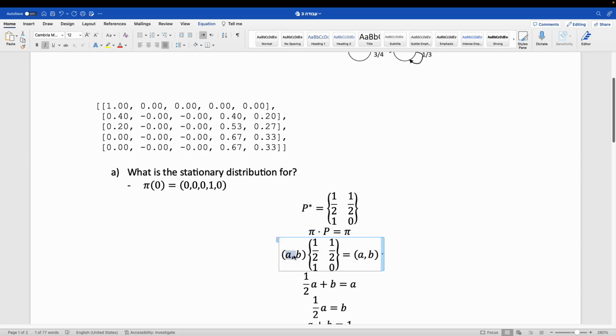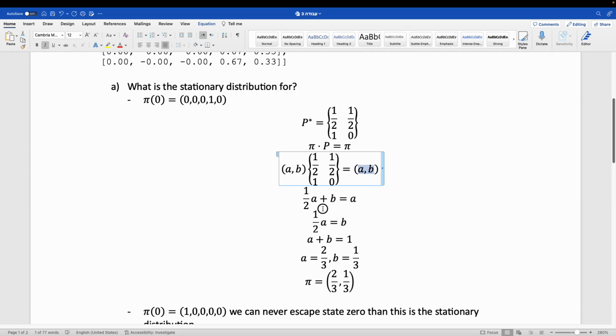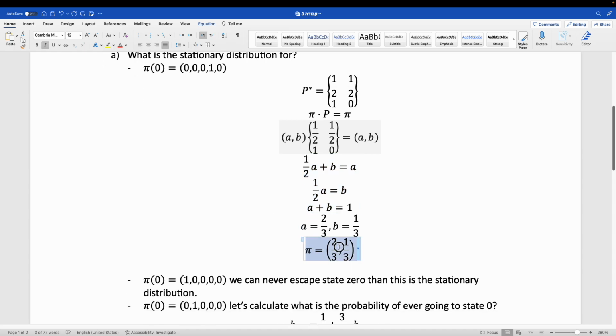So it's (A, B) multiplied by this matrix equals (A, B). And now we just solve for that, and we also need to remember that A plus B is 1, because this is the total amount of probability. So now we get the stationary distribution will be (2/3, 1/3).